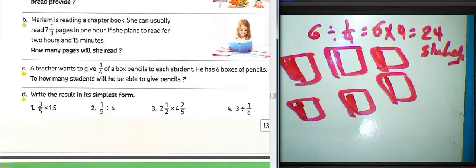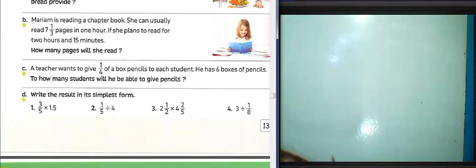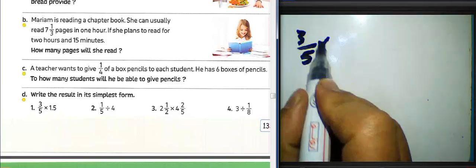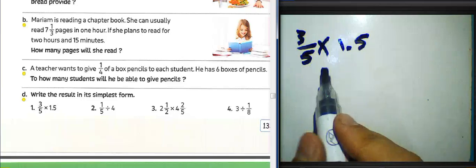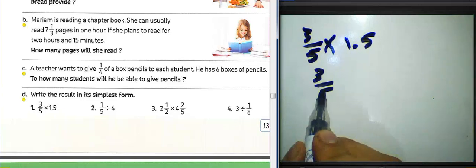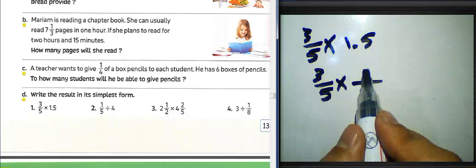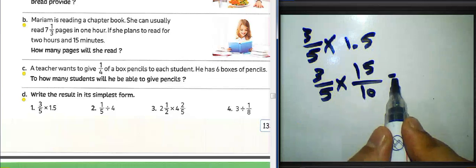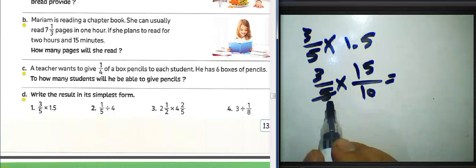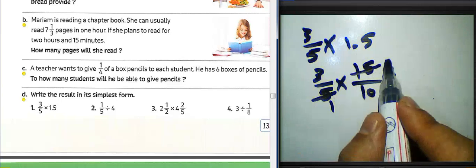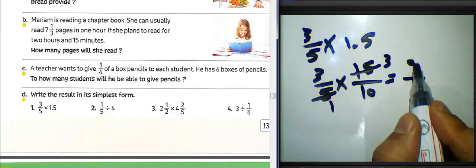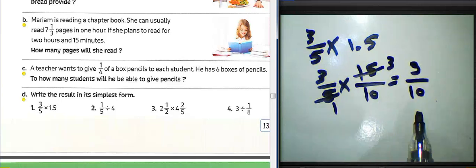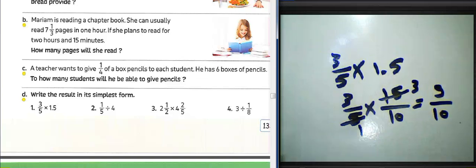Write each result in the simplest form. 3 over 5 multiplied by 1.5. We can write 3 over 5 and 1.5 means 15 over 10. And then simplify here: 5 divided by 5 equals 1, 15 divided by 5 equals 3. 3 times 3 equals 9. 1 times 10 equals 10. The result will be 9 over 10.